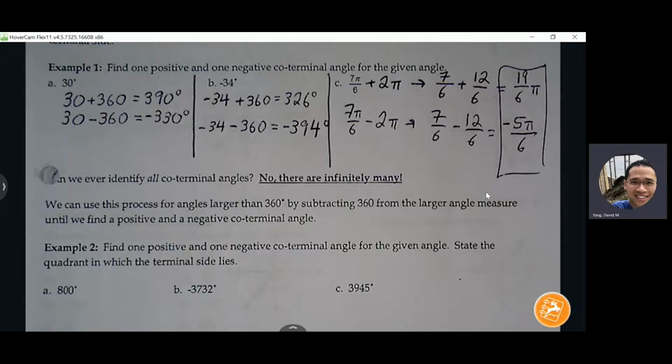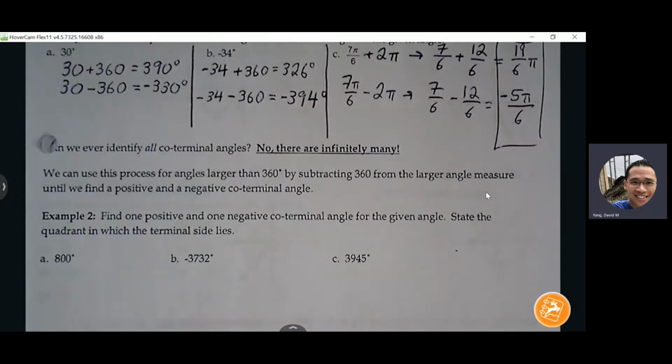Okay, so we can use this process for angles larger than 360 by subtracting 360 until we find a positive and negative coterminal angle. So if I'm too far out, I can keep subtracting 360 until I get to the one negative and one positive I'm looking for.